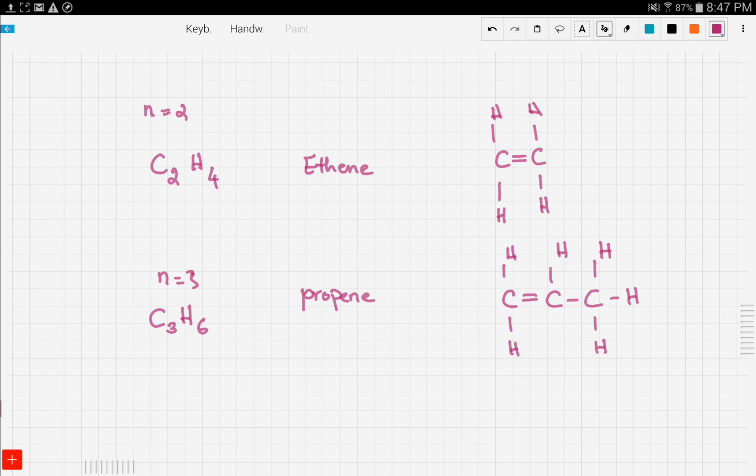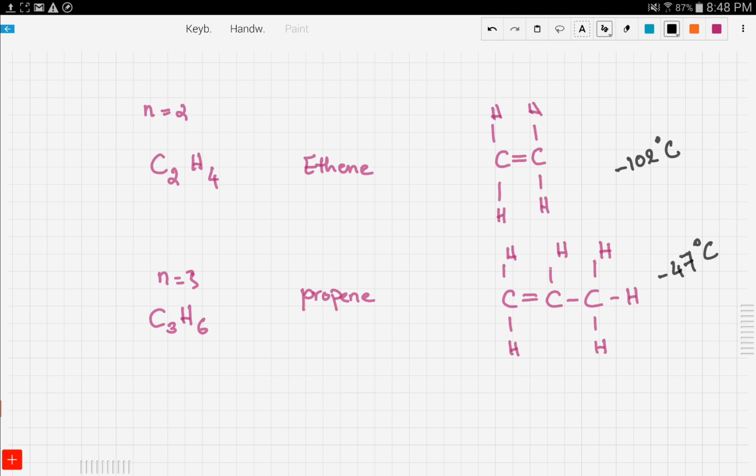Now let's discuss boiling points, because we said that homologous series have the same chemical properties but different physical properties. Now let's look at the boiling point. Well, the boiling point of ethene is negative 102 degrees Celsius, while propene is negative 47 degrees Celsius. You see this increase in the boiling point, and that's because there are different structures.